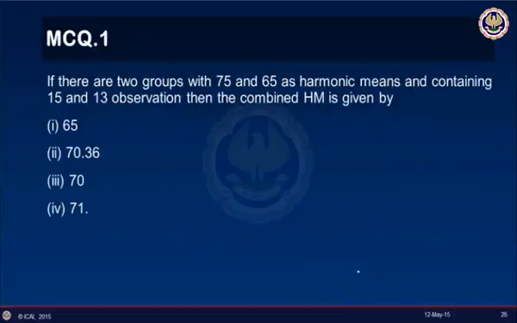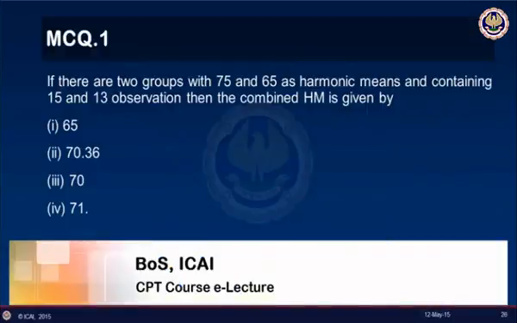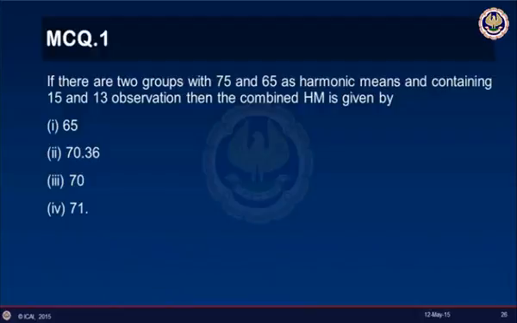Now let us look at the MCQs related to harmonic mean. If there are two groups with 75 and 65 as harmonic means and containing 15 and 13 observations, then the combined harmonic mean is.